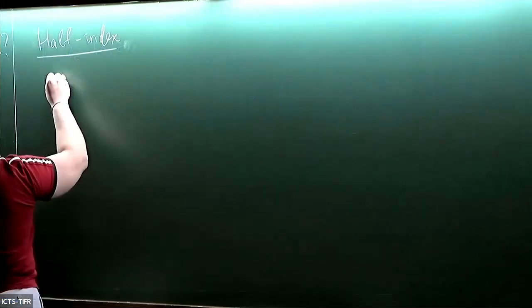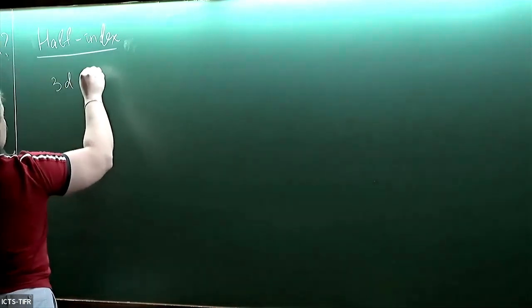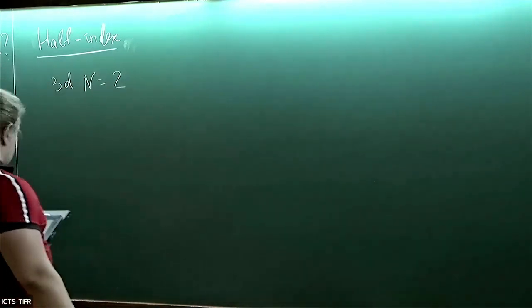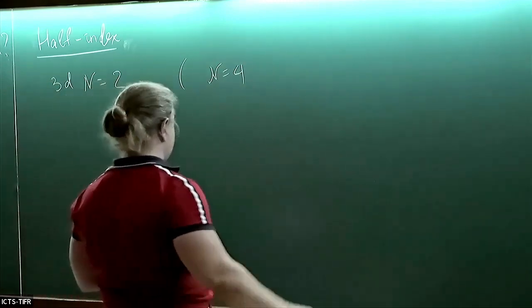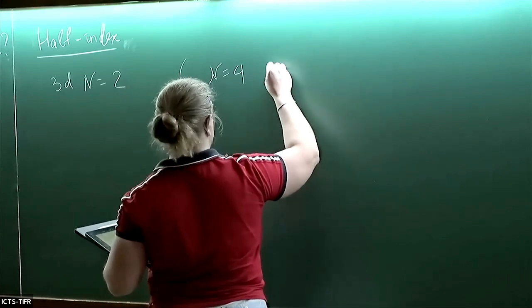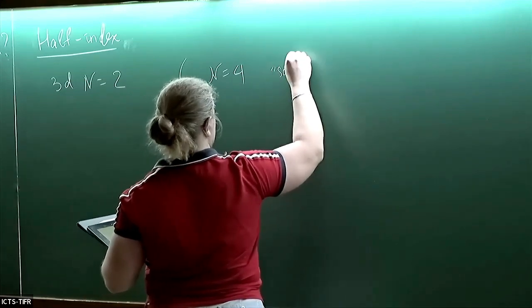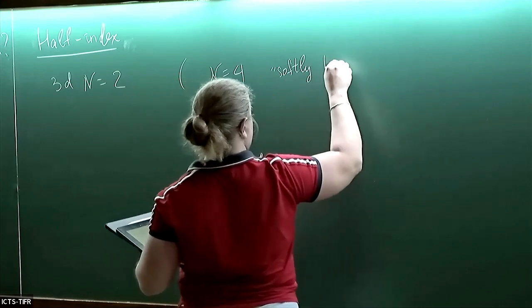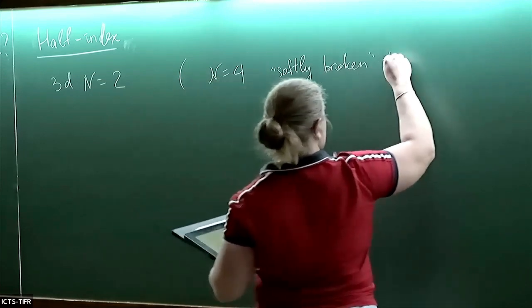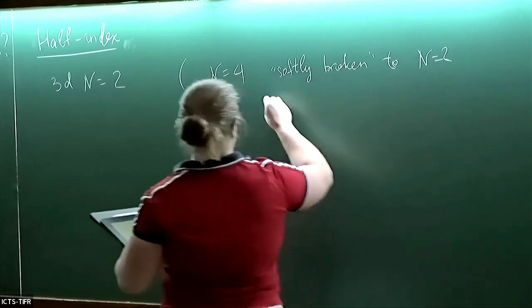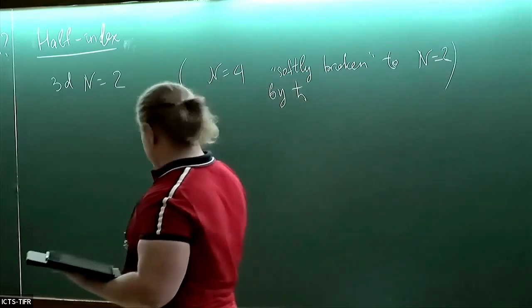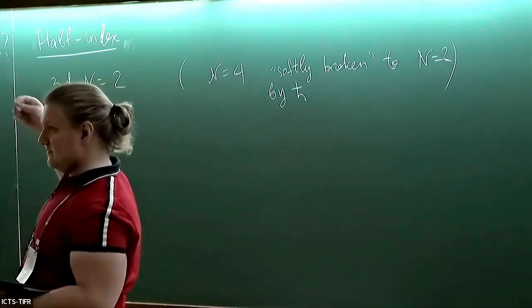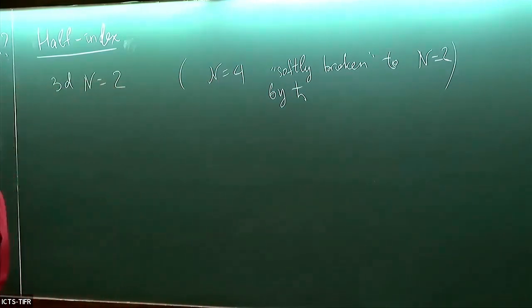It is in general defined for a 3D N=2 theory. And in our case, we look at N=4 broken to N=2, which is called softly broken, by this parameter h bar. Basically, this is because the torus C star, the h bar, rotates the symplectic form.